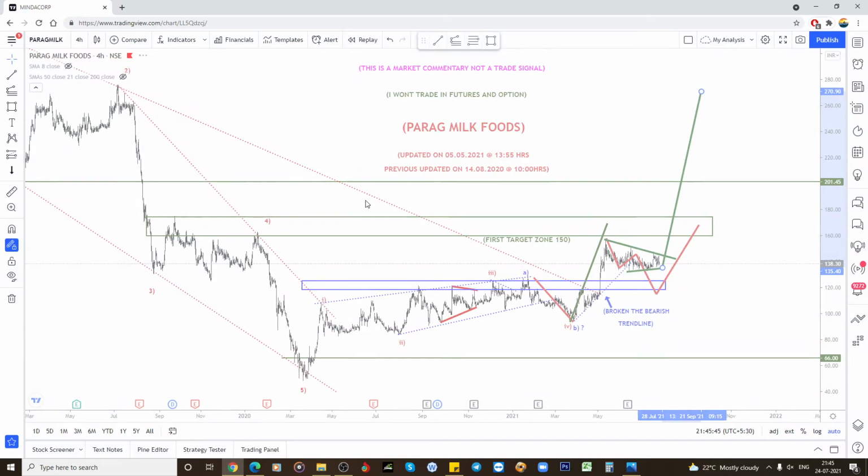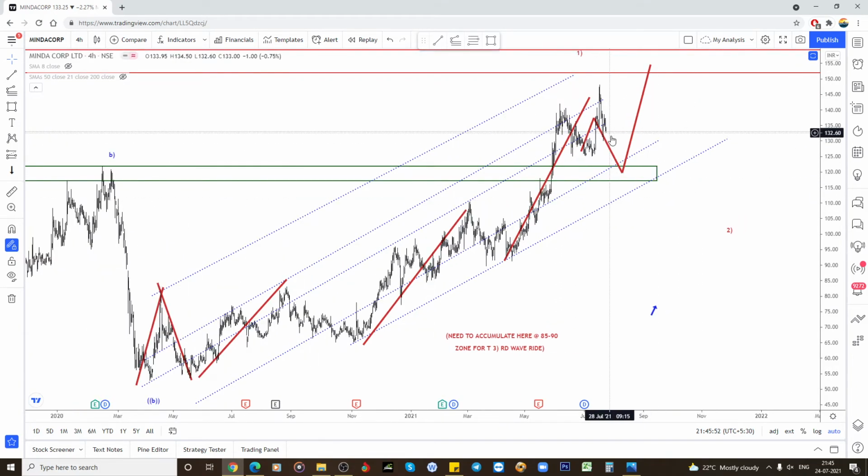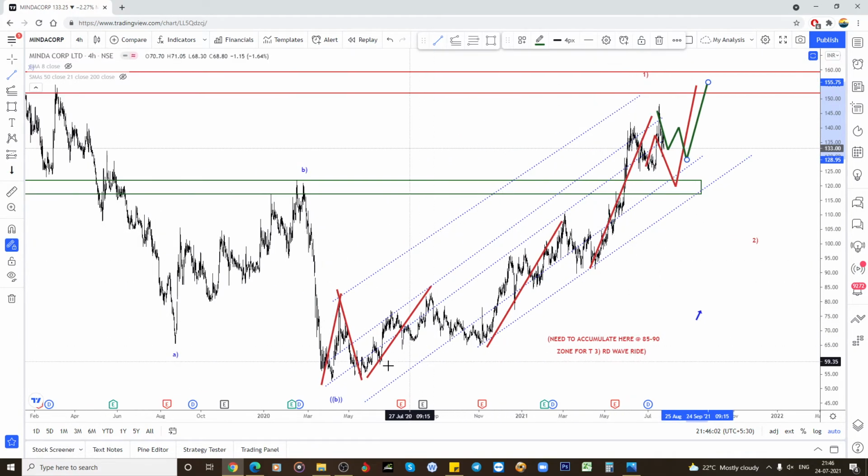Minder Corporation. Yeah, 1, 2, 3, 4, 5. Wait for this, it already broke the high. So this could be the irregular flat formation, and one more high is also possible. So 1, 2, 3, 4, 5. Otherwise this could be 1, 2, 3, 4, 5.